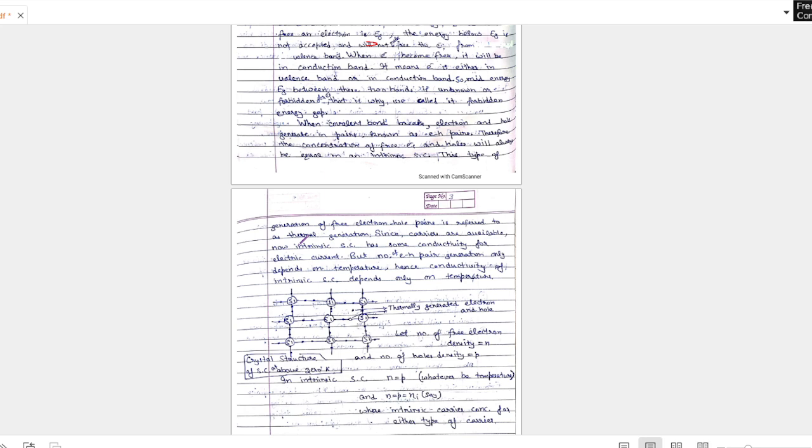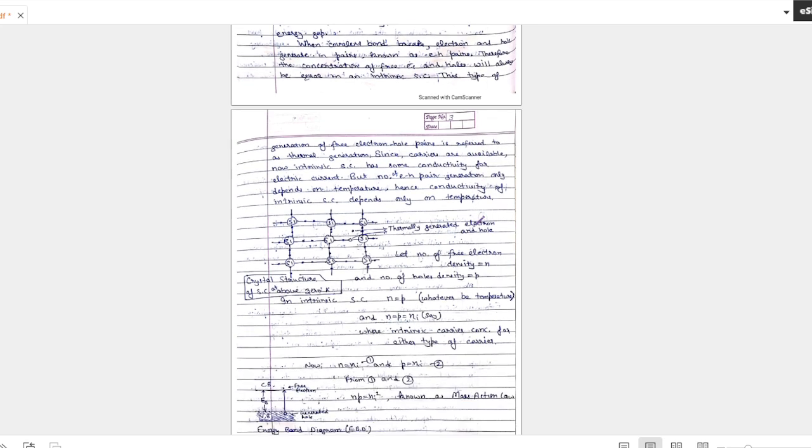There is no such case where holes are greater than electrons or electrons are greater than holes. No such thing in a pure semiconductor. That's why we call it an intrinsic semiconductor, a pure semiconductor, because there is no impurity in it. All atoms are of silicon. Since carriers are available, an intrinsic semiconductor has some conductivity for electric current, but the electron-hole pair generation only depends on temperature. Hence the intrinsic conductivity depends on temperature.